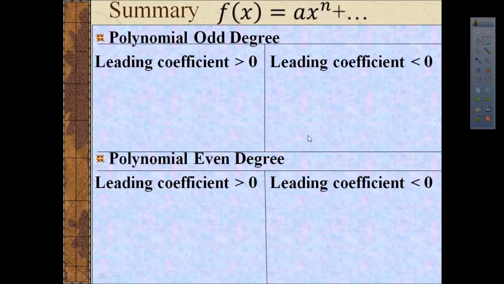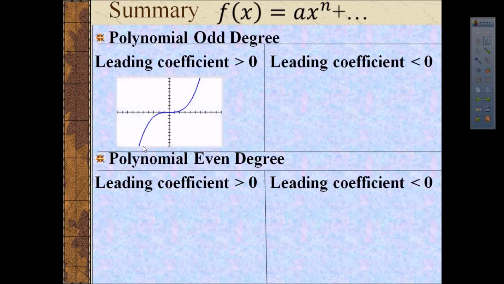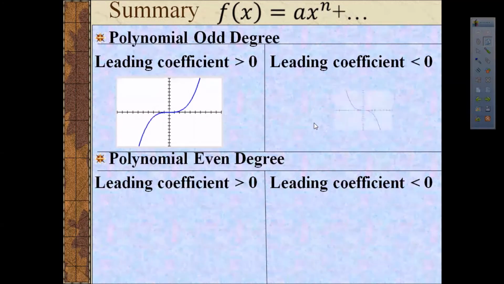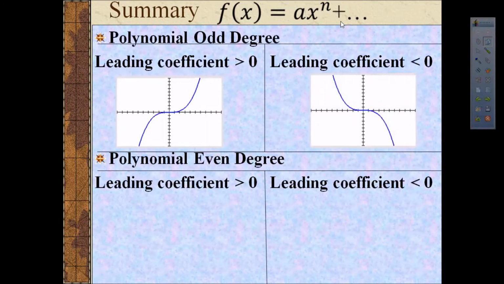So let's summarize what we've learned. For any polynomial of odd degree, that is ax to the third power, ax to the fifth power, ax to the seventh power, when the leading coefficient is greater than 0, we're going to see a basic shape that looks like this. If the leading coefficient, that a, is a negative number, we're going to see a shape that looks basically like this.